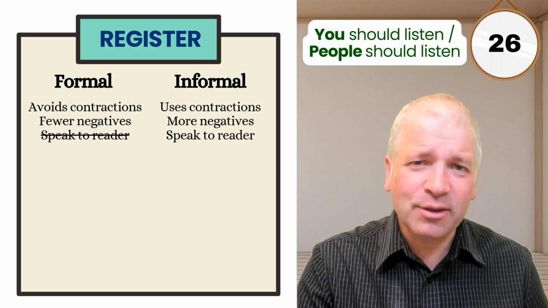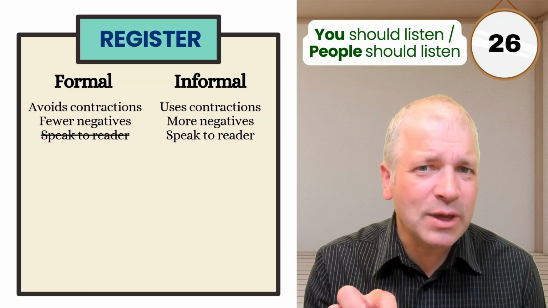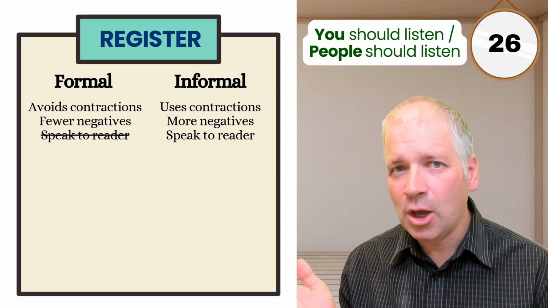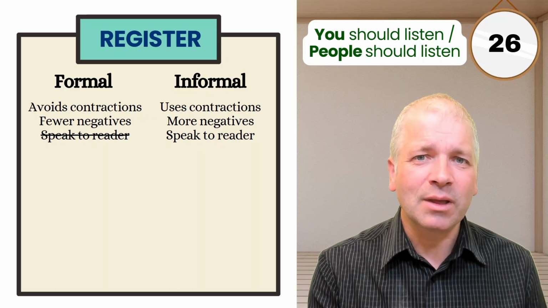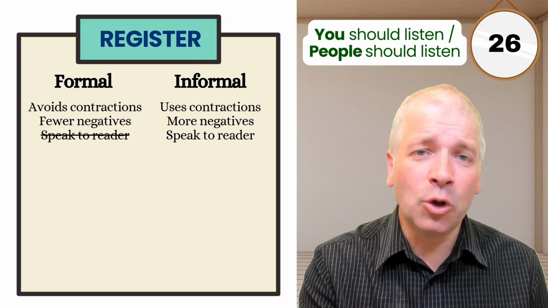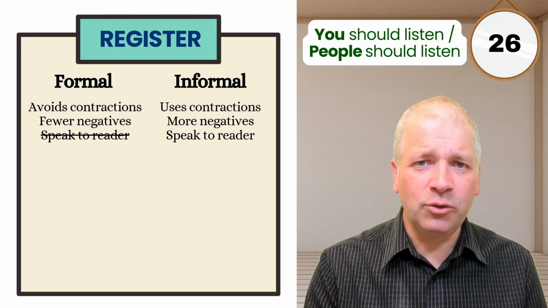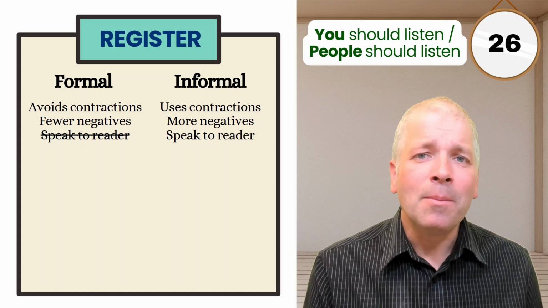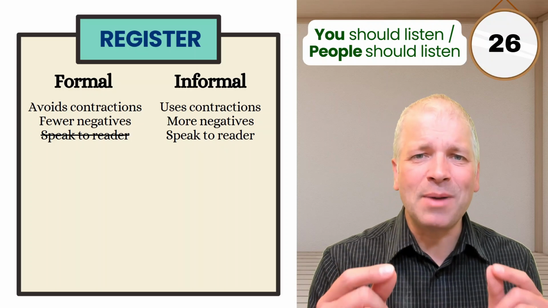Formal writing doesn't try to speak to the reader, but informal writing does. Compare these two short sentences. You should listen, people should listen. Which one is speaking to the reader? It's the first one. You should listen. This is an example of text that tries to speak from the page to the people who are reading. But if you are writing formally, don't try to do that. Don't make it I and you, we and you. Keep it in the third person, where you're not referring to anyone, so you can let the information speak for itself.